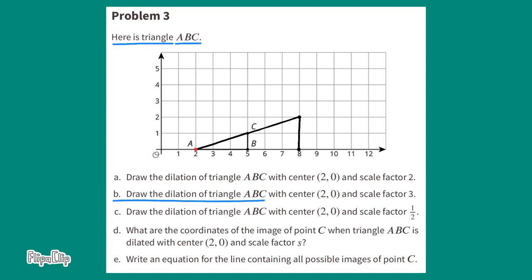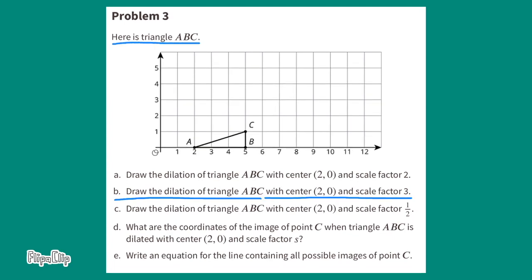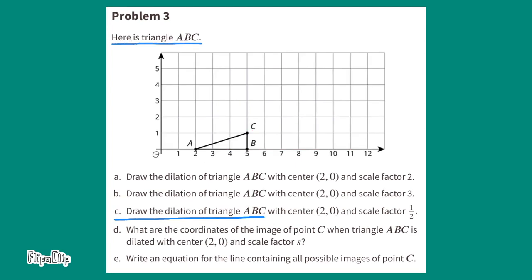B. Draw the dilation of triangle ABC with center (2, 0) and scale factor 3. This is similar to the previous problem A, except the scale factor is 3, so the side lengths will triple in length, making the dilation of triangle ABC 3 times larger than triangle ABC. C. Draw the dilation of triangle ABC with center (2, 0) and scale factor 1/3. This is similar to the previous two. However, the triangle will be 1/3 the size, or each side length will be 3 times shorter.